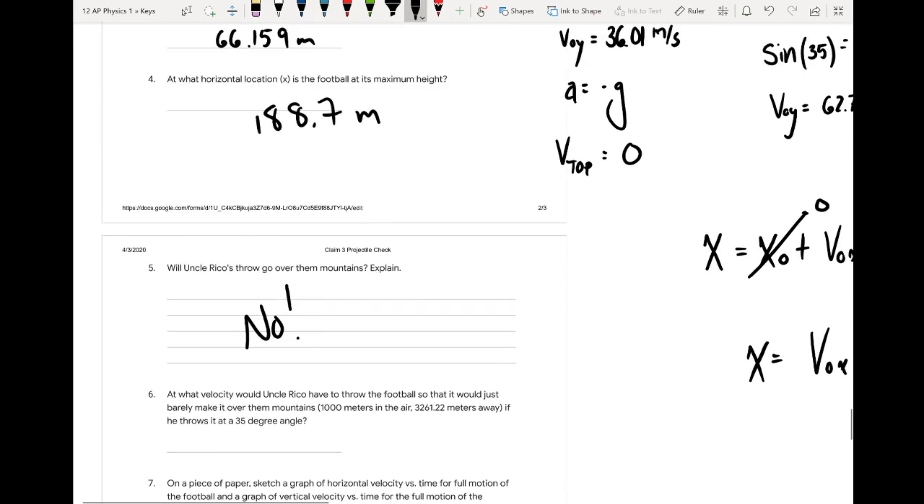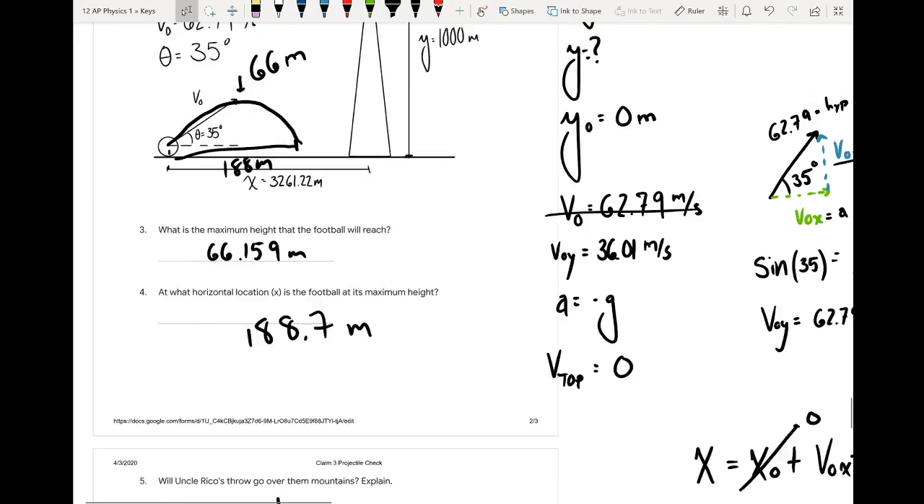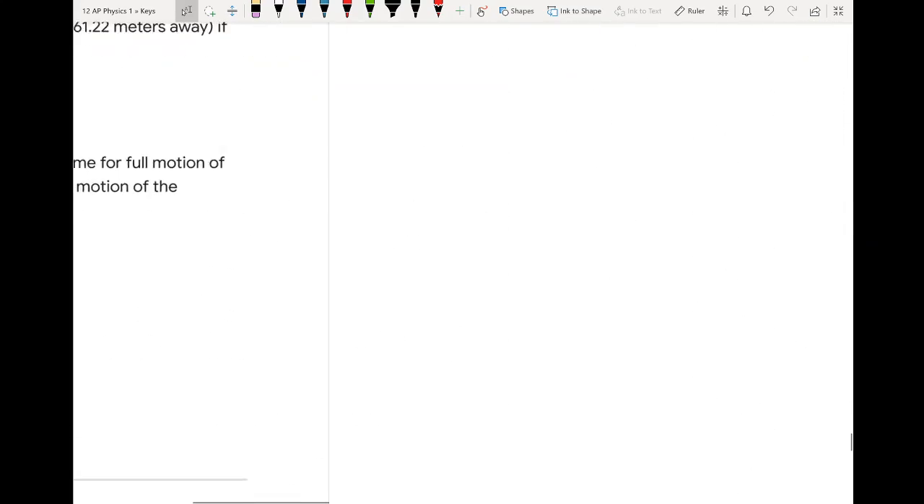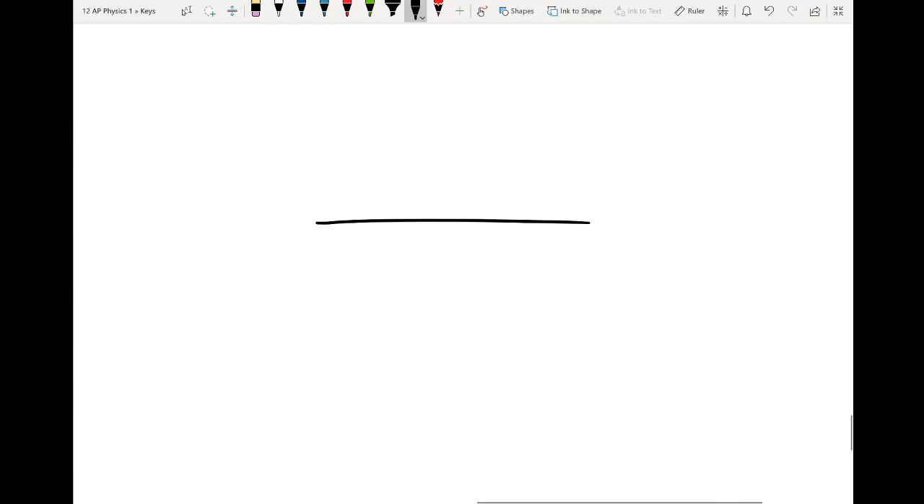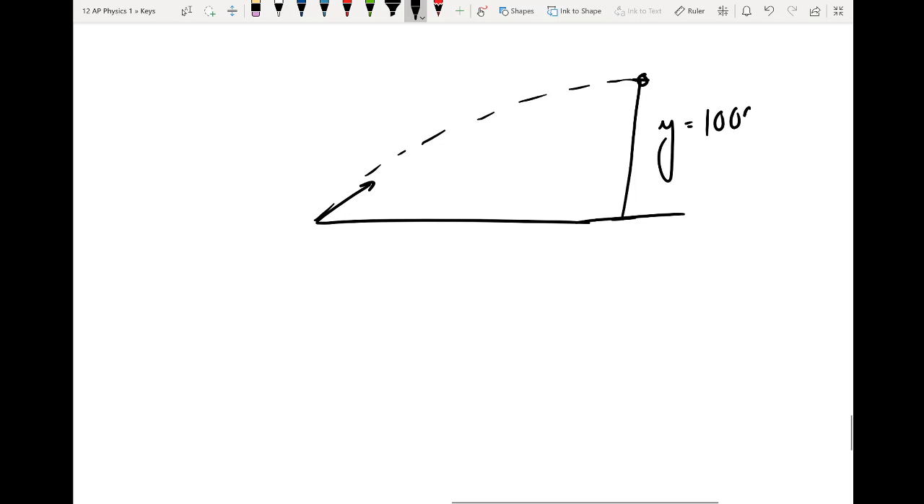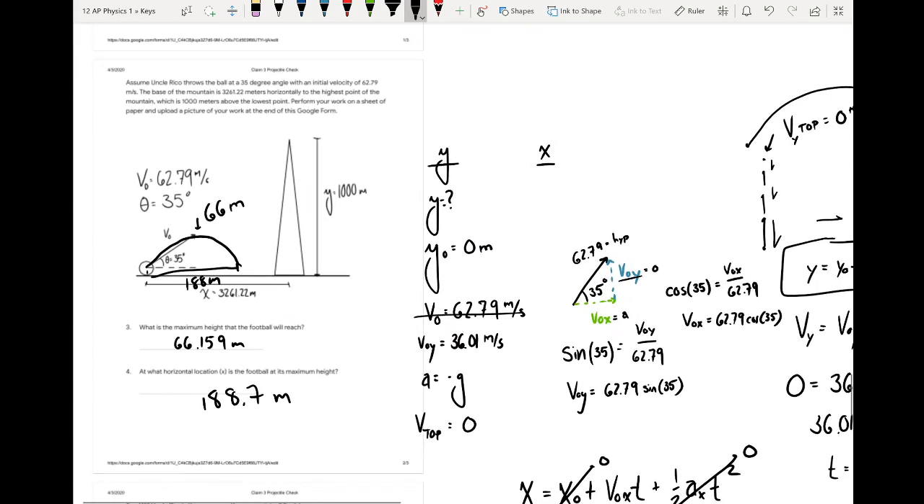All right, so now we want to figure out what velocity he would have to throw it at so that it would just barely make it over the mountains if he throws it at this 35-degree angle. This is kind of the same exact process that we just followed, except for what we want with our projectile path. What we want is a projectile path so that at the very tippy top, we have a height of 1,000 meters, and that's happening at an x position of, what was it, 3261.22.